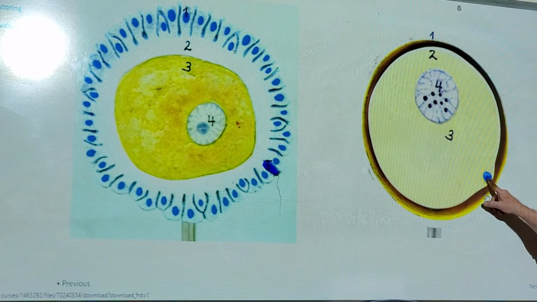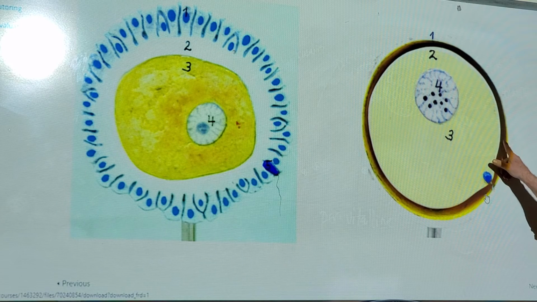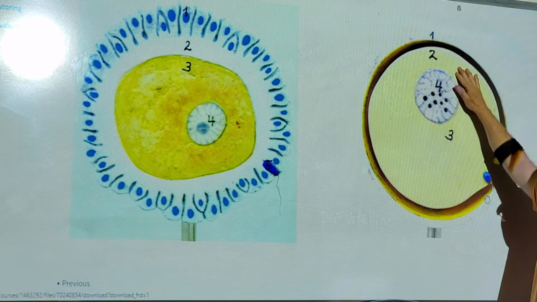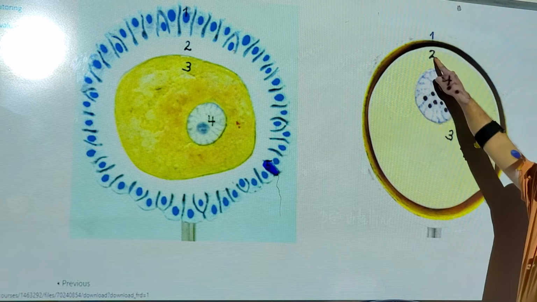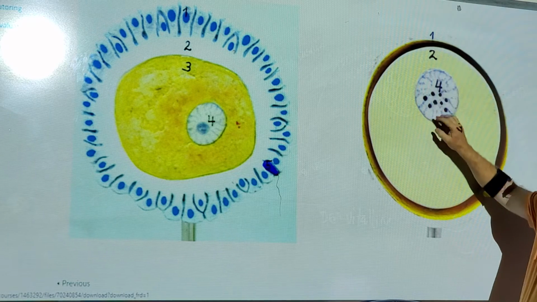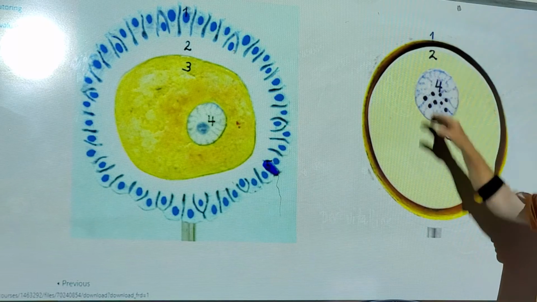So here you see the head of the spermatozoon. You see the fertilization membrane, the perivitelline space, and zona pellucida. This is the cytoplasm of the oocyte. Number 2, by the way, is supposed to be pointing to that membrane. And then this is the female pronucleus.